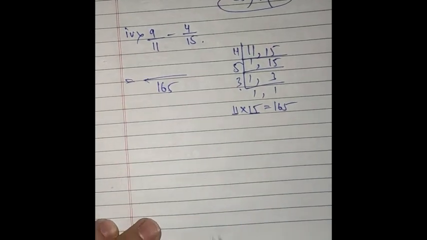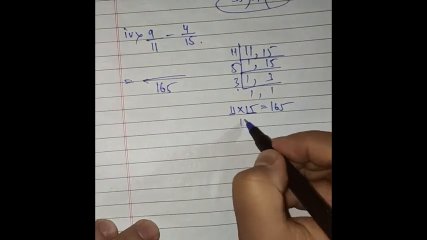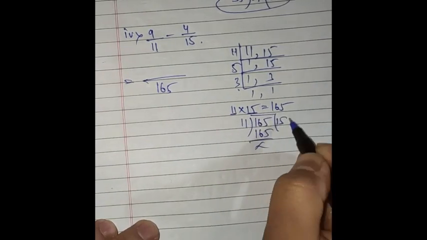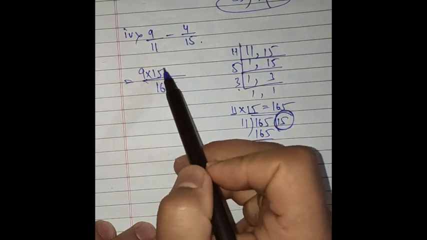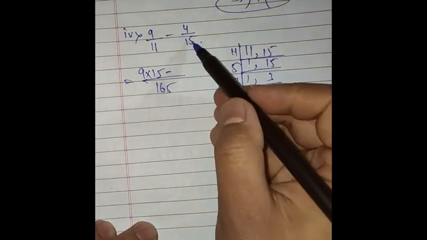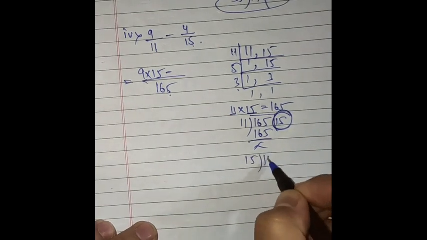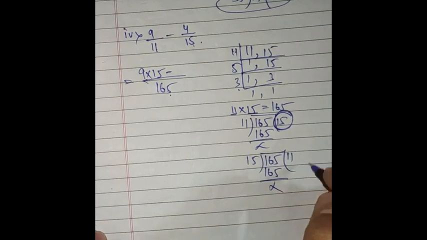Now what is our next step? You have to divide this LCM with this denominator. So 165 divided by 11, of course 11 15s is 165. So what did you get as the quotient? 15. You will multiply with this 9. So 9 into 15. Now what is the sign? Minus. Then divide this 165 with this. Now 15 11s is 165. So 11.